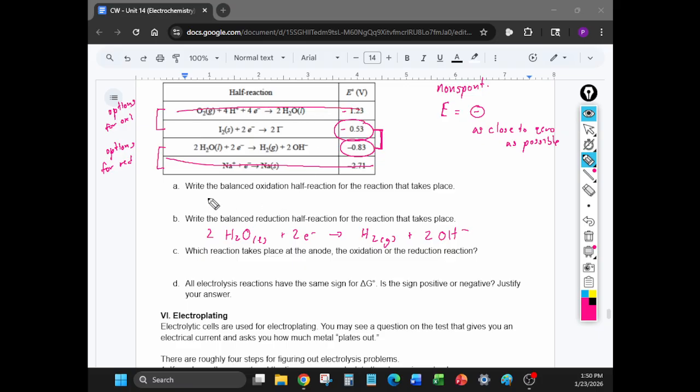But remember, when we are doing the oxidation, we need to flip it. So it's going to be 2I minus, and then our arrow, I2 solid plus 2e minus. And since we flipped it, the reduction potential will be negative 0.53 volts. And this one will be negative 0.83 volts.